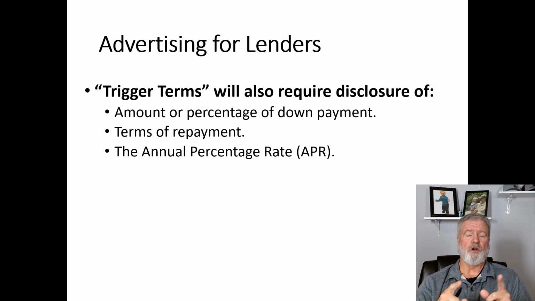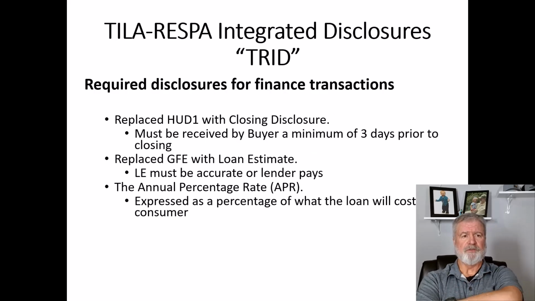So just make sure basically if they use any trigger terms in their advertising, especially pretty much anything to do with a payment, then they must also disclose how much that payment would be, or at least some percentage of what that down payment would be, terms of that repayment if they bring that up, but has to include what the APR might be. Okay? All right. So that's advertising.